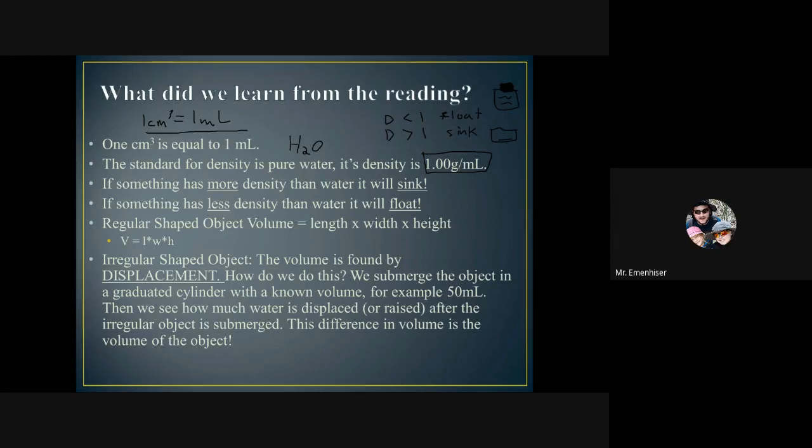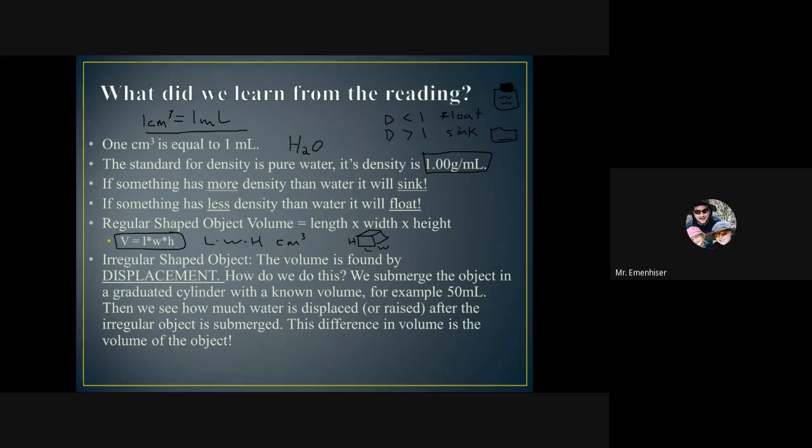For regularly shaped objects, we're going to use this equation for volume. Say a cube. If we have a cube and we want to know its volume, we just do length times width times height. And we get cubic centimeters. However many cubic centimeters it is, that'll be our volume.